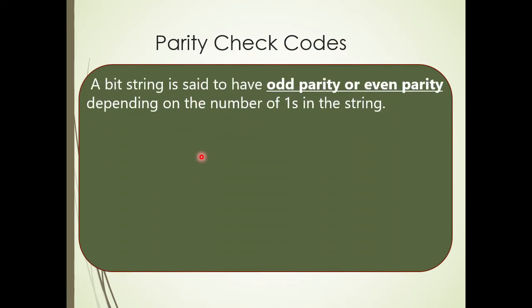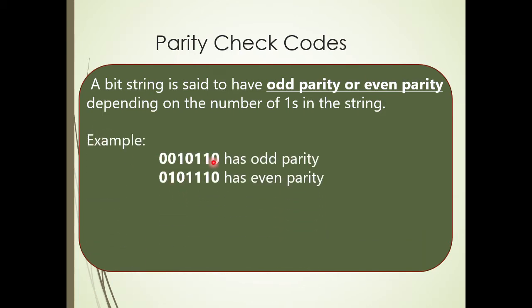For parity check codes, a bit string is said to have an odd parity or even parity depending on the number of ones in the string. In short, it is an odd parity if there are an odd number of ones, and it is of even parity if there are an even number of ones. For example, the first bit string is of odd parity, whereas the second bit string is of even parity.